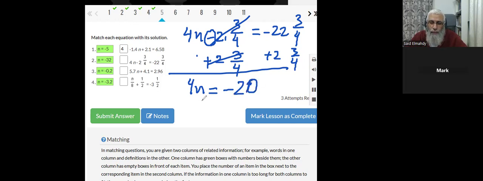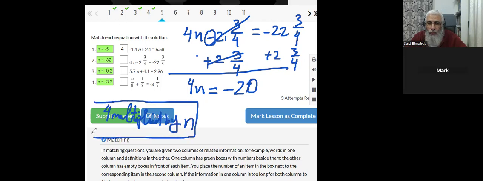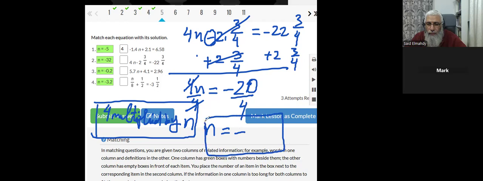Now, how to solve for n? 4n is 4 multiplied by n. So the opposite would be division. We divide by 4 on both sides. 4 divided by 4 is 1. N equals negative what number? It would equal negative 5. Yes, this is the answer, negative 5.